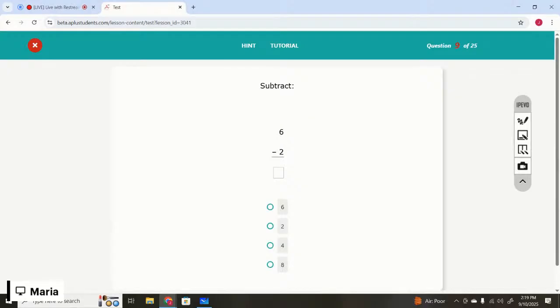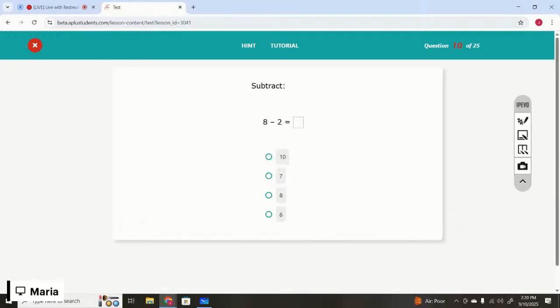6 take away 2. So start with 6 and count back 2 digits. So you end up on 4. 6 take away 2 is 4. Option number 3 is the correct option.